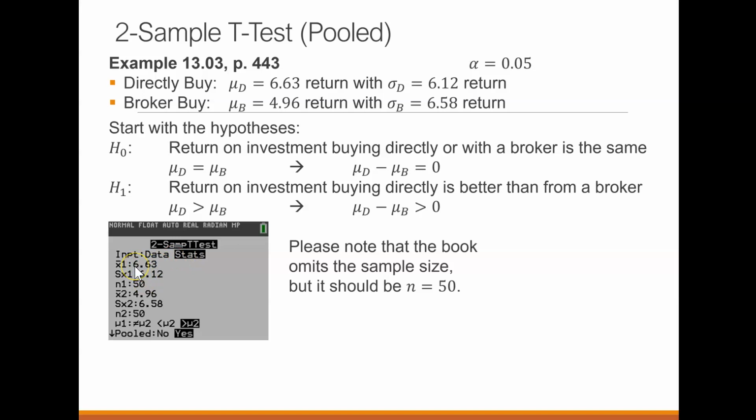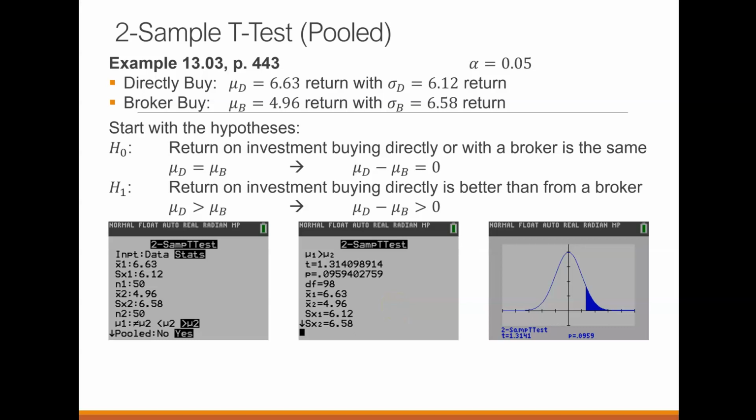So if we do that, our sample one mean is 6.63 and standard deviation 6.12. Apparently the sample size should be 50. And then our second sample's mean is 4.96, standard deviation 6.58. Again, sample size is 50. We are thinking that the first mean, the direct, is better than the brokers. So that's going to be that mean 1 is greater than mean 2. And for all these two-sample t-tests, we're going to be doing pooled.